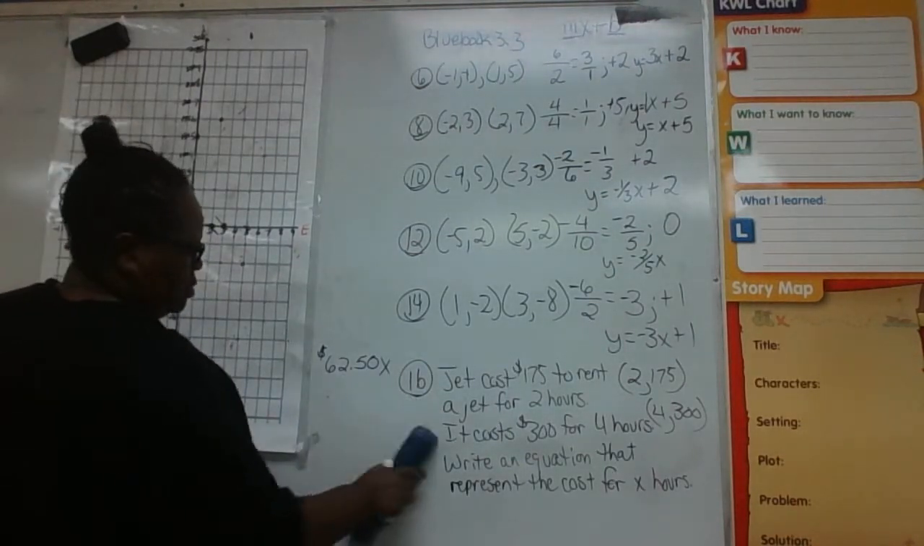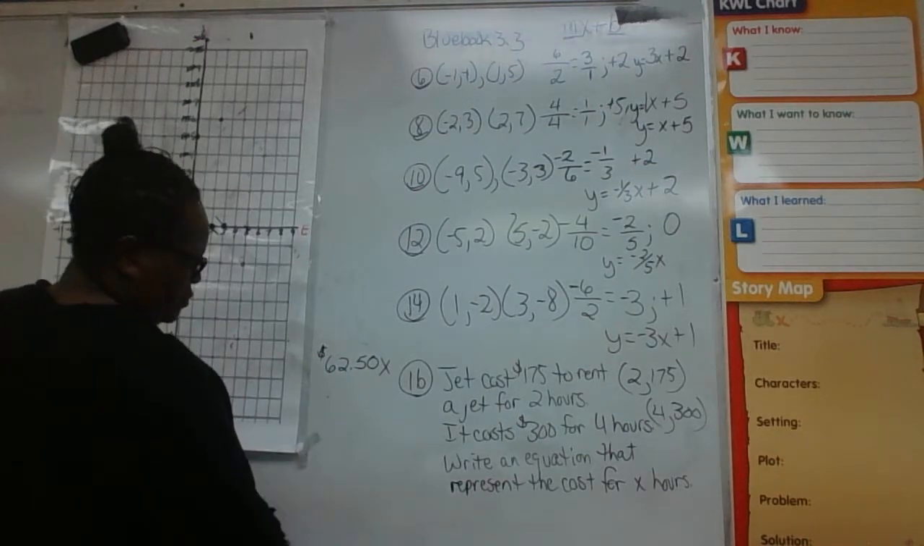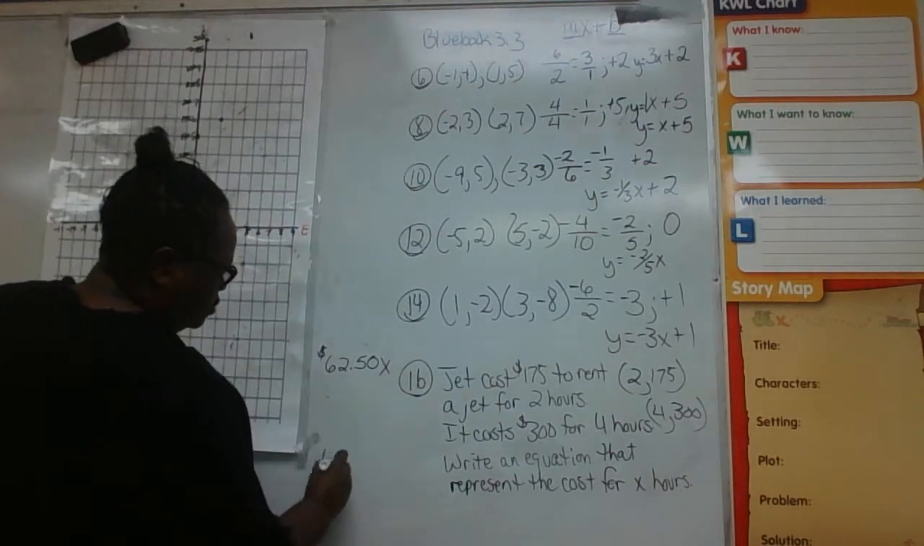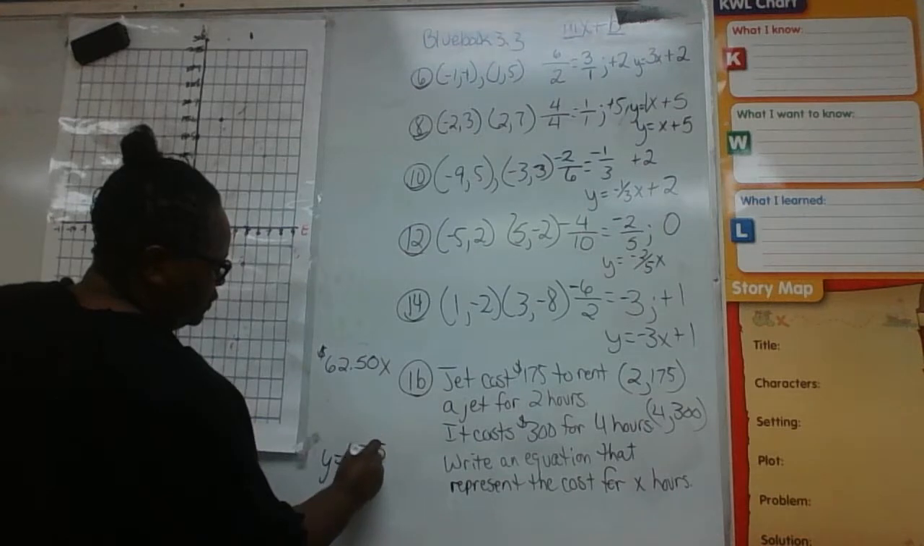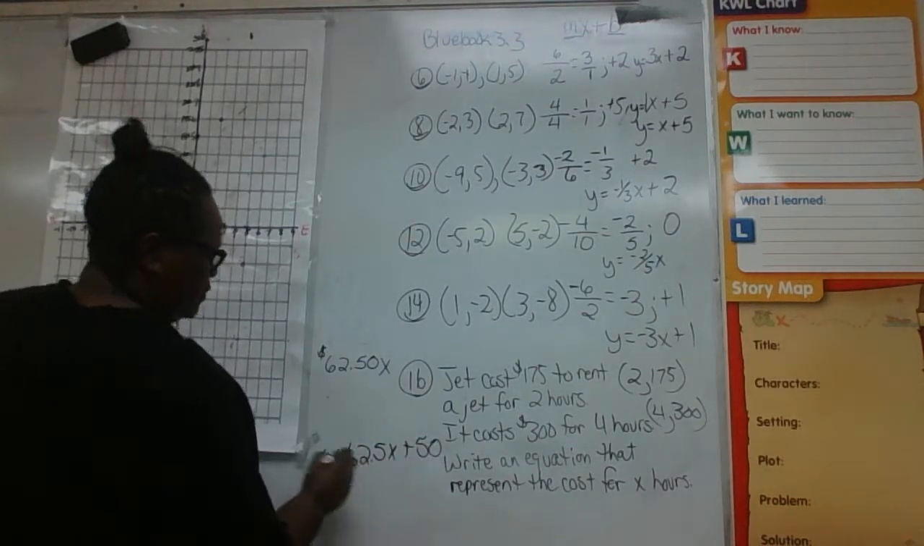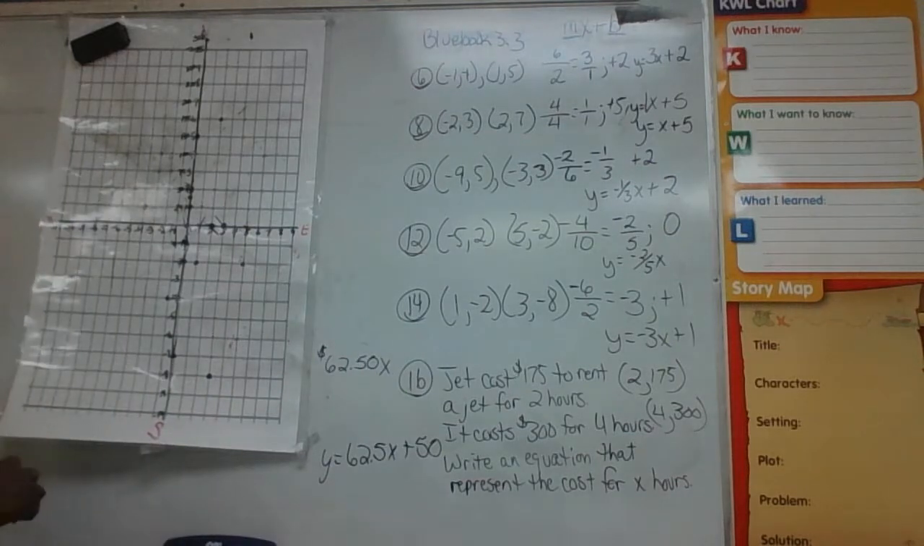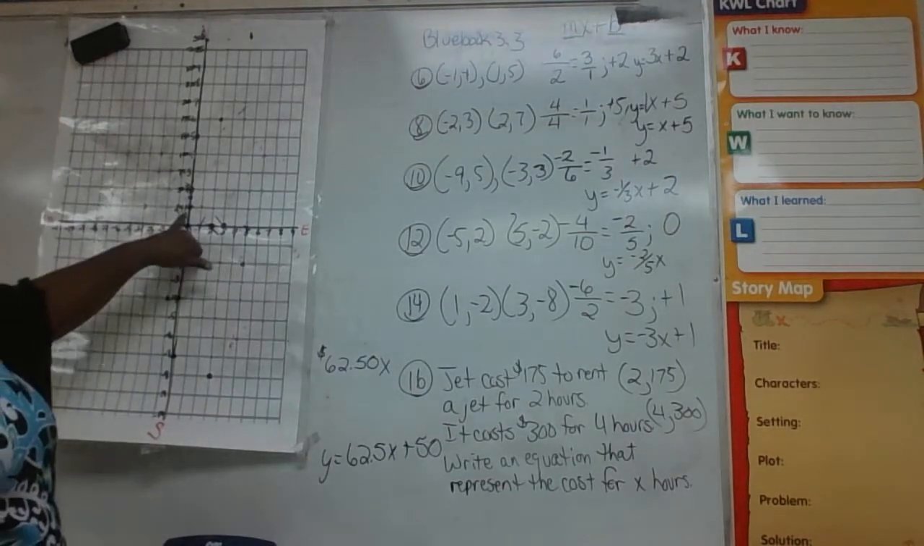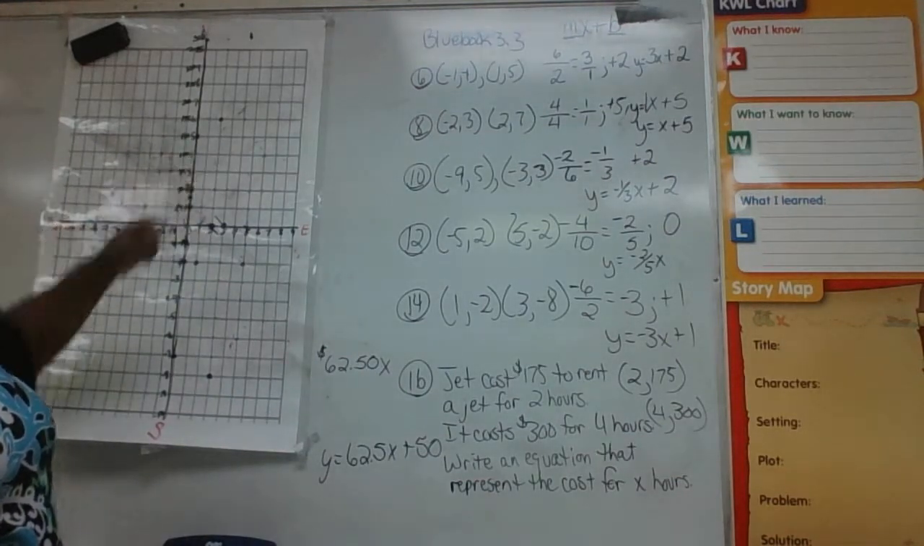So our equation is y is equal to 62.50x plus 50. Okay, that's it. Remember, we were counting by 25s.